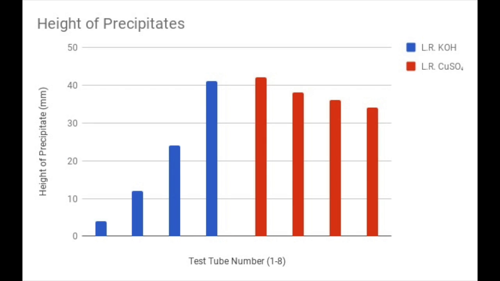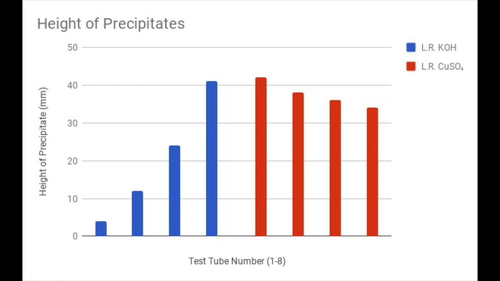Discussion. The height of the precipitate in tubes 1 through 4 increases and levels off at the beginning of tubes 5 through 8. In tubes 1 through 4, there was a lower concentration of potassium hydroxide, 0.2 M, and a higher concentration of copper sulfate, 0.1 M. As a result, the level of precipitate was less and the limiting reactant was potassium hydroxide.